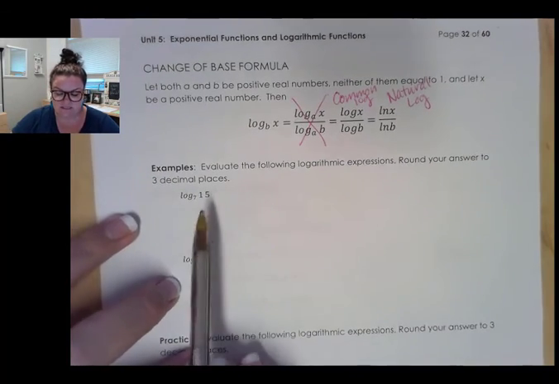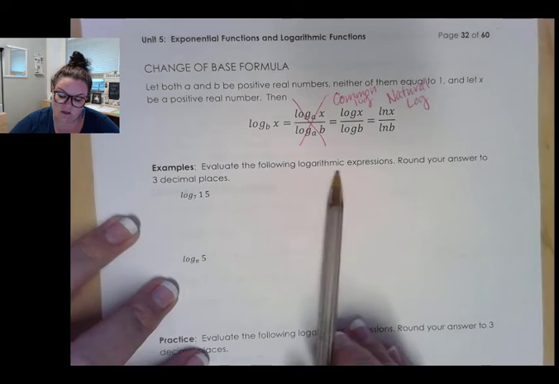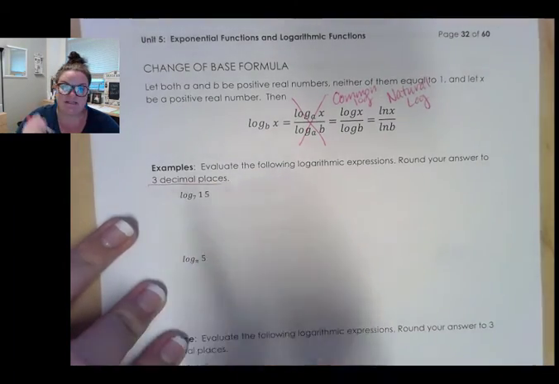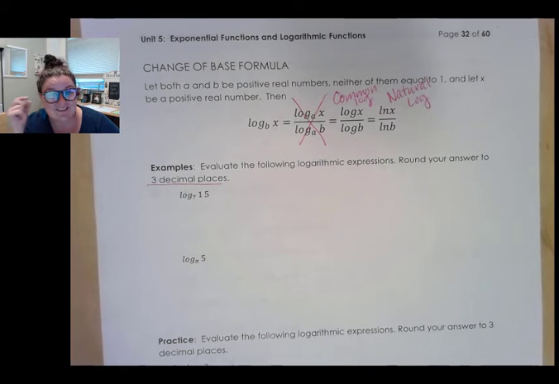Okay, so let's look at this first one. It says evaluate the following log expressions. Round your answer to 3 decimal places. You do not want to round until the very end. For those of you who are having to work this piece by piece, don't round till the end. Leave all the decimals on your calculator.